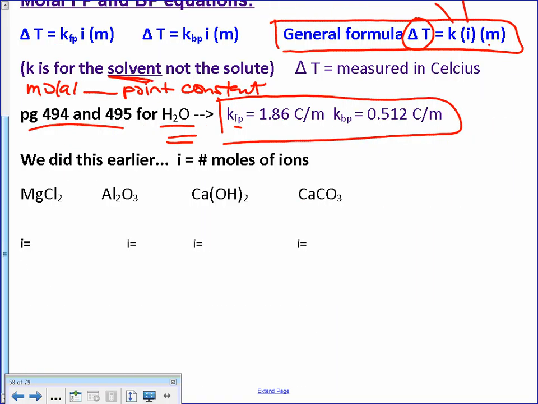Let's do one more dissociation before we move on. Do that last one. What's the name of that last one? Calcium carbonate. Dissociate it. Tell me what the i factor is. I'll give you a second here. Write calcium carbonate on your paper, arrow, like this. Tell me what it would break into.